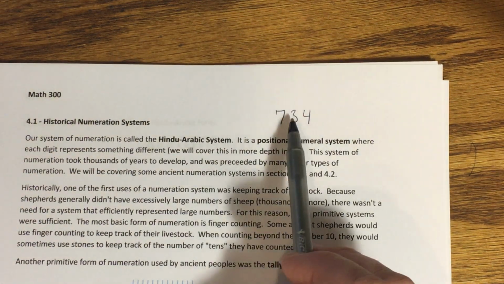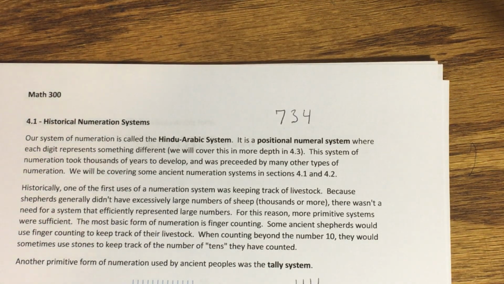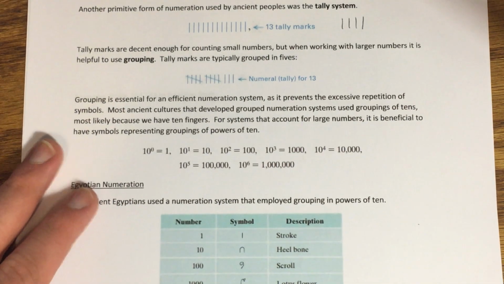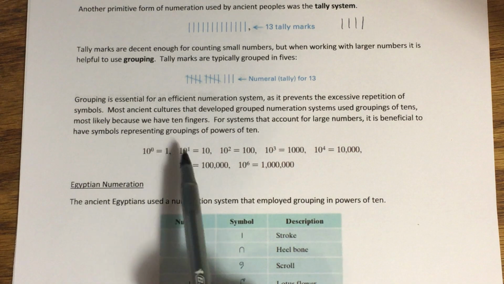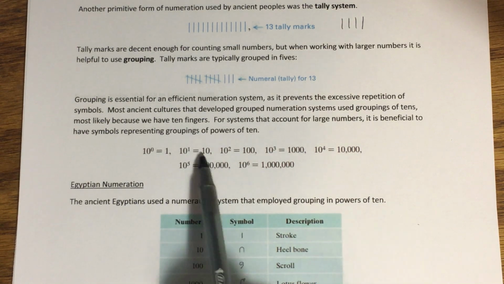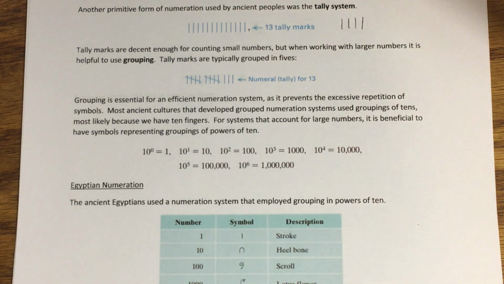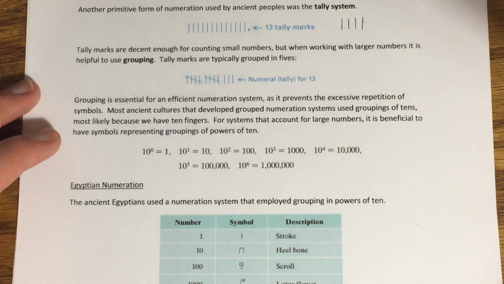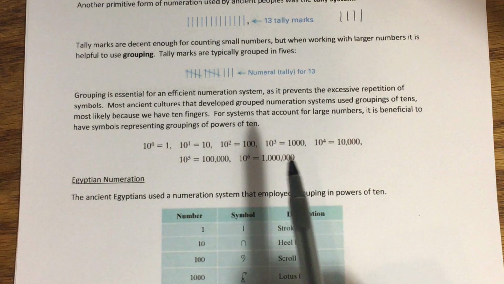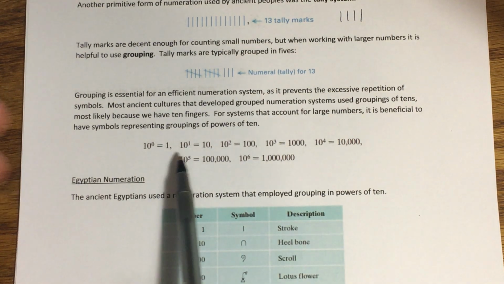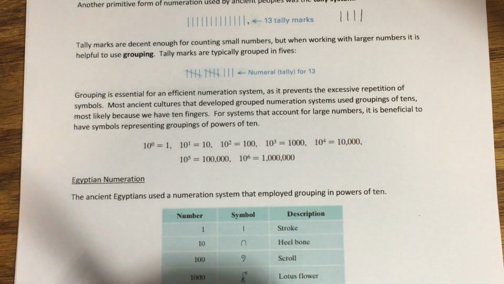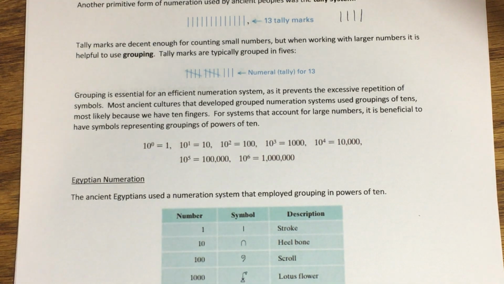So every place value, and again, we talk more about this in section 4.3, every place value represents a power of 10. Here are some of those powers of 10. 10 to the 0 is 1. 10 to the 1 is 10. And it keeps going. 10 to the 6, for example, is 1 million. We have a millions place in our numeral system. So using powers of 10, or powers of any number really, is a much more efficient way of representing numbers.